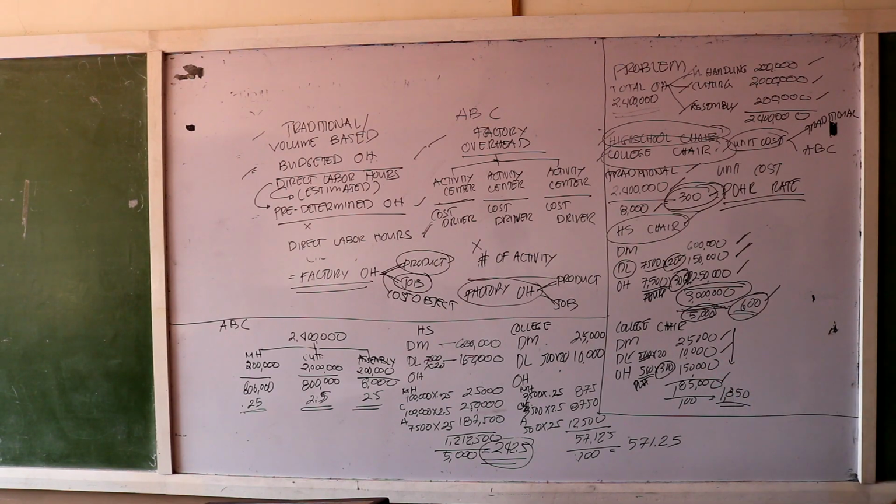Again, we will total 25,000, 10,000, plus 150,000. That will give us a total of 185,000 divided by the units produced na college chair, which is 100, and that will give us a unit cost of 1,850 per chair, and that is for our traditional costing.